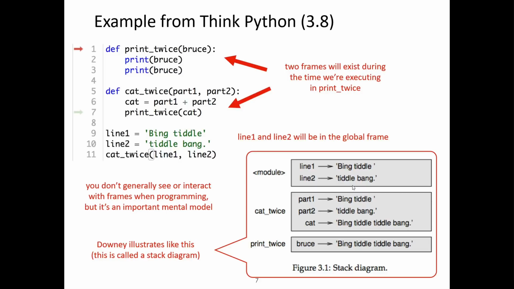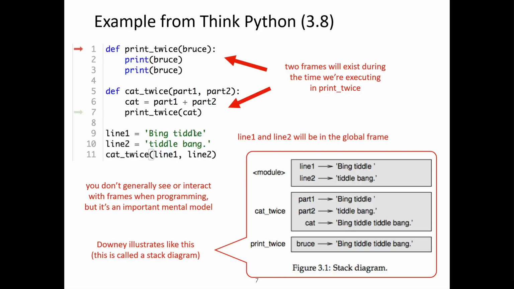So at the top of the stack here, we have the module where the global variables are held. We'll find out that Python Tutor calls it the global frame, and Downey's going to call it the module. That's okay, they mean the same thing. Anyway, line 1 and line 2 are going to be in the global frame because they're not defined inside of a function. They're defined outside of all functions.